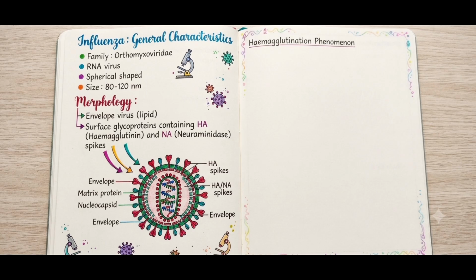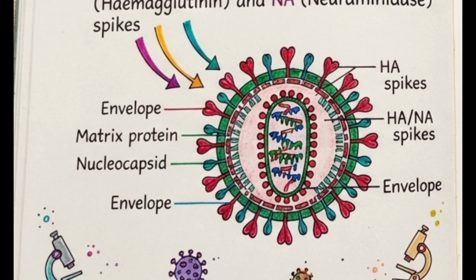Morphology. Now let's look at the structure of the influenza virus. As the diagram appears, point to each structure. 1. Envelope. The outermost covering is the lipid envelope. This envelope is derived from the host cell membrane when newly formed virus particles are released from the infected cell. 2. Surface glycoprotein spikes. Present on the envelope are important surface glycoprotein spikes. The two major glycoproteins are HA and NA.